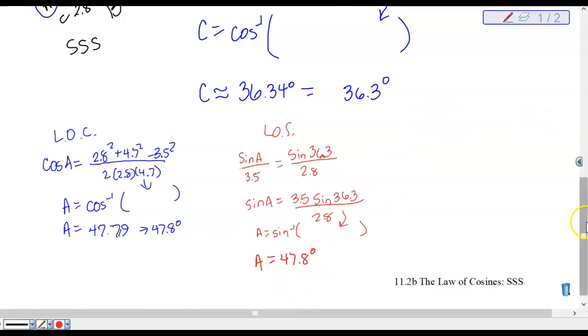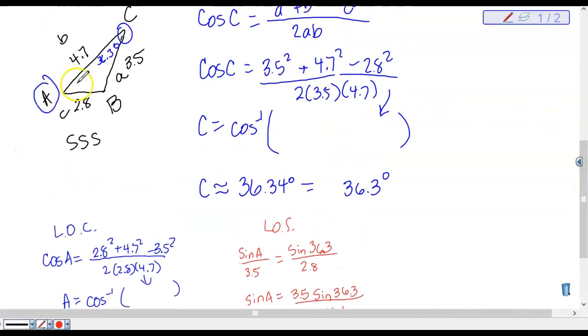All right, so now we found angle A, which is 47.8. And so the only part of the triangle that we have left to find is angle B. And I always save the largest angle for the last step. That's just me. Especially when you're using law of cosines or law of sines, you need to be cognizant of that.